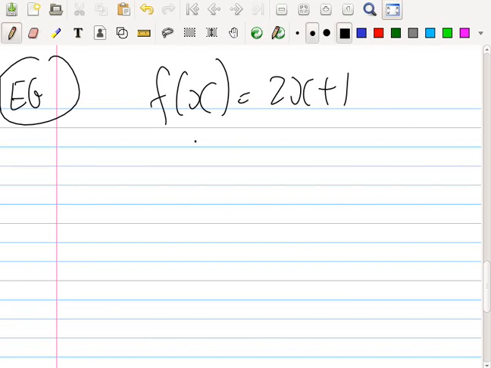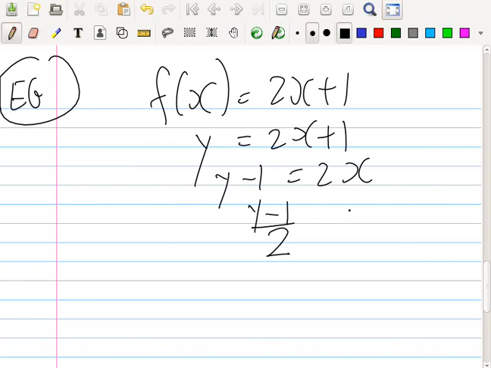You start off a bit like with domain and range. You say y equals 2x plus 1. And then what you do is you rewrite it so that instead of having y equals, you have x equals. So I'll take the 1 to the left. I get y minus 1 equals 2x. And then what should I do next? Divide by 2. So I get y minus 1 over 2 is equal to x. And you are done, practically.